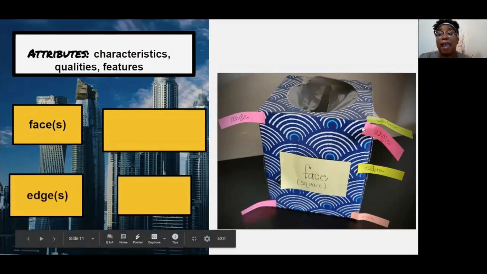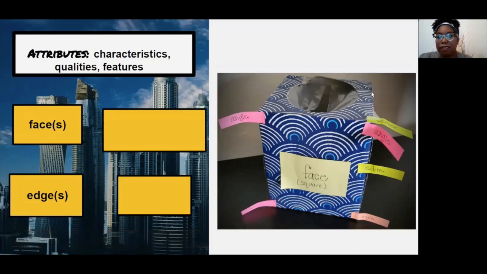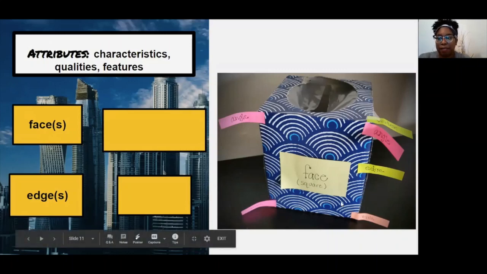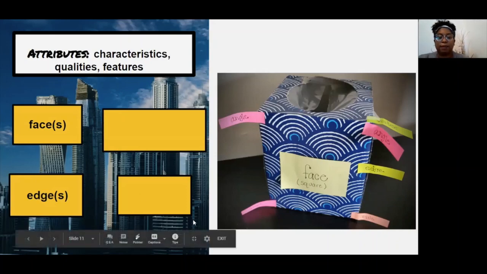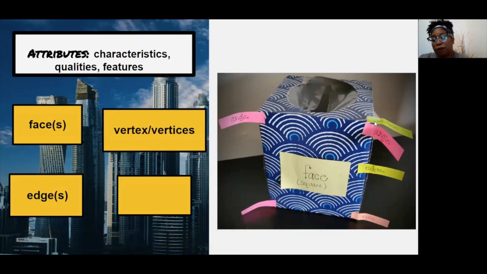Next are the edges. That's here, here, along here, here, and so on. Edges are line segments where two faces intersect. So this right here is an example of an edge, because here's a face and here's a face, and it's a line segment where two faces intersect. So that is an edge. Next, vertex or vertices. Here's an example of a vertex.